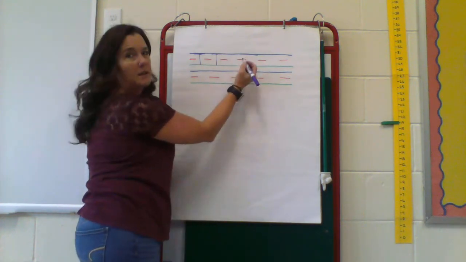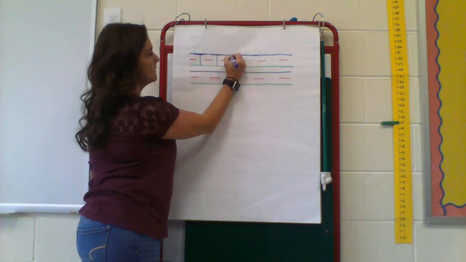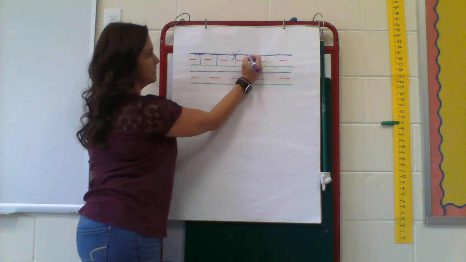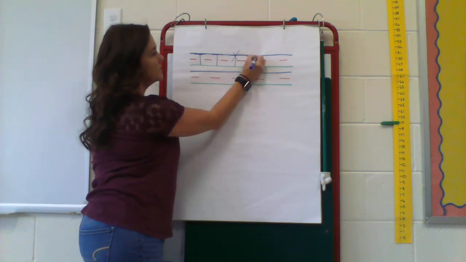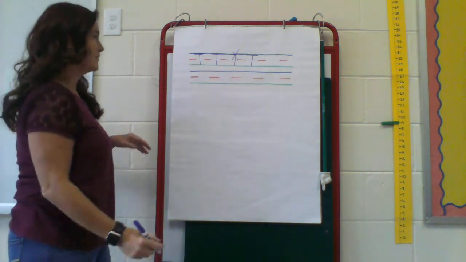Now watch Miss Wood. I do not want you doing this. Line down, and I do not want you going a line this way and then a line that way. That's not how we make a T. We're going to go line down, and it's going to be one continuous line across the top. Okay? I know you're going to have no trouble doing that.